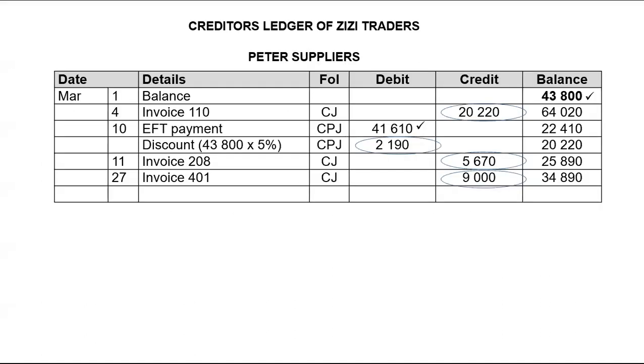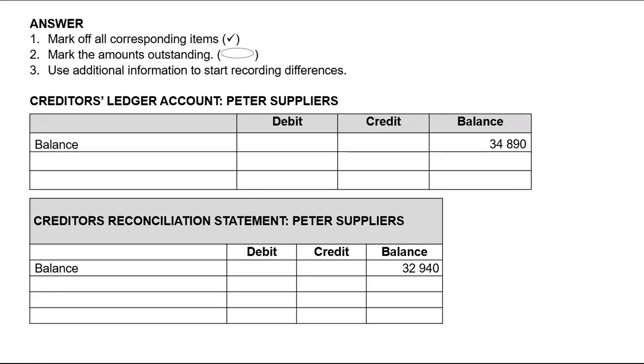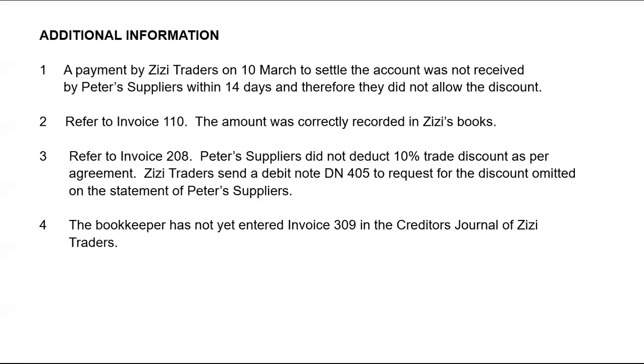And that discount will be that discount there, which is 2,190. So we need to correct it in our creditors ledger by crediting it. Let me just read what they said there so that I don't make mistakes. So they gave us a discount, all right? And that discount, we debited our account with that discount because we thought we received it.